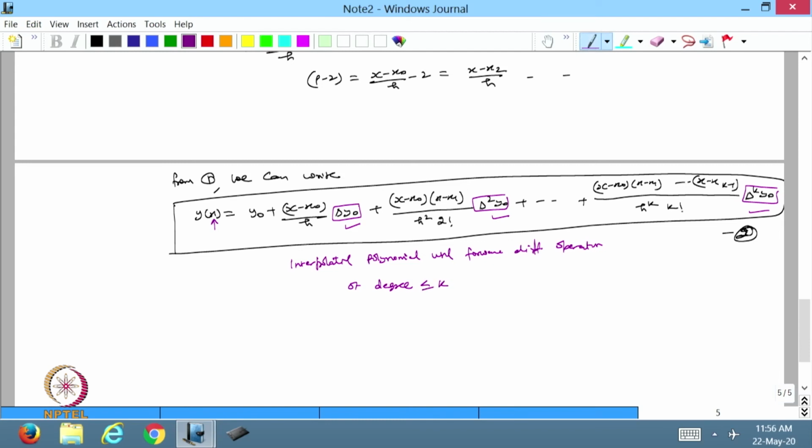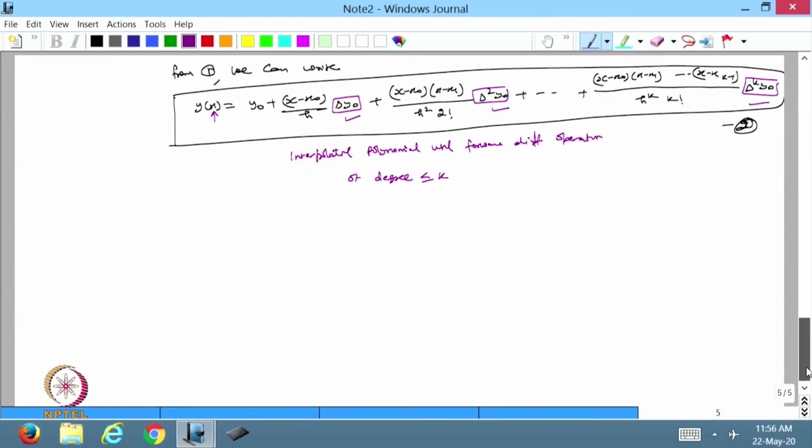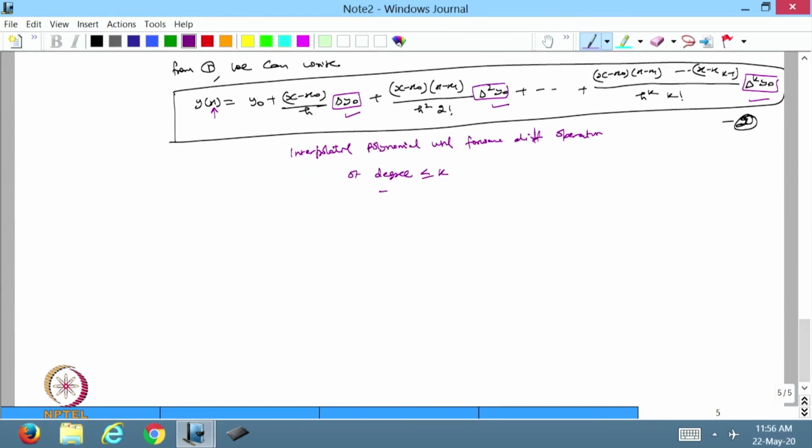If I stop here, its degree will be only 1. If I stop here, its degree will be at most 2. So, if I am going up to k, its degree will always be less than or equal to k, because it may happen that a coefficient becomes 0. In that case its degree will be less than k, otherwise it is a kth degree polynomial. So, this is called the interpolating polynomial.